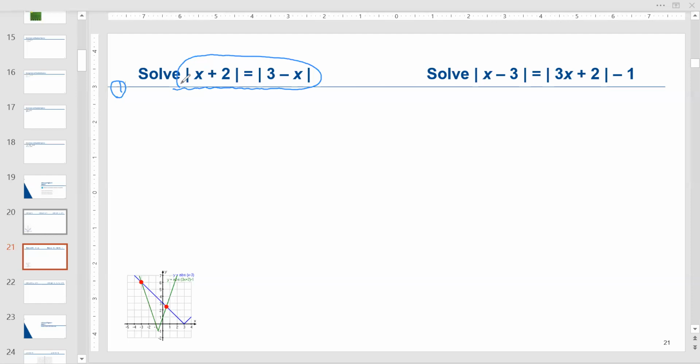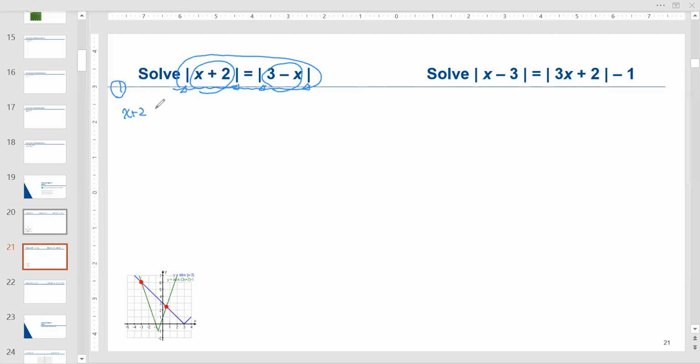Okay, first things first. What do we need to do? We need to get rid of the absolute value. So how do we get rid of it? We have two ways. We need to judge whether the expression inside is positive or negative, right?